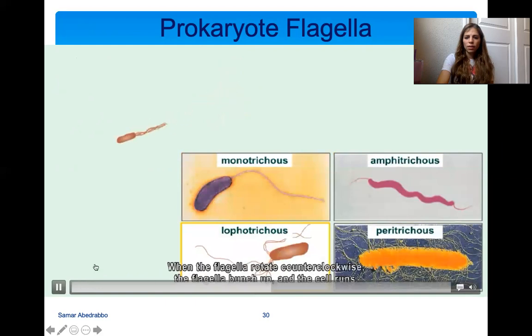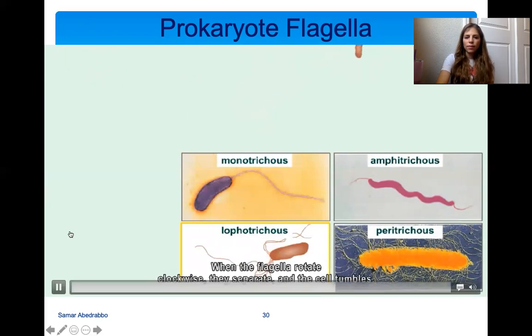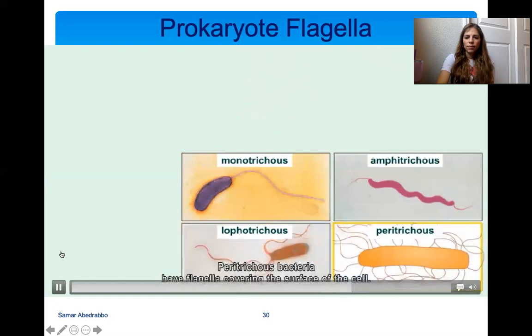When the flagella rotate counterclockwise, the flagella bunch up and the cell runs. When the flagella rotate clockwise, they separate and the cell tumbles. Peritrichous bacteria have flagella covering the surface of the cell.